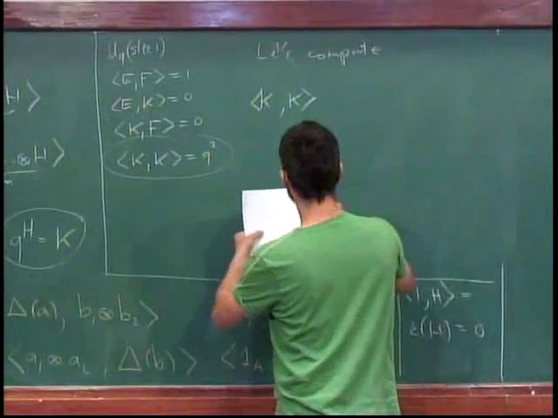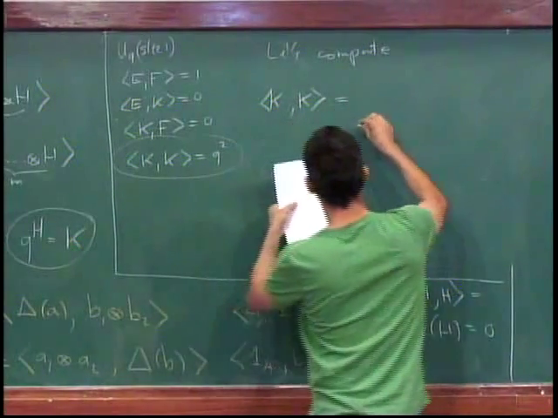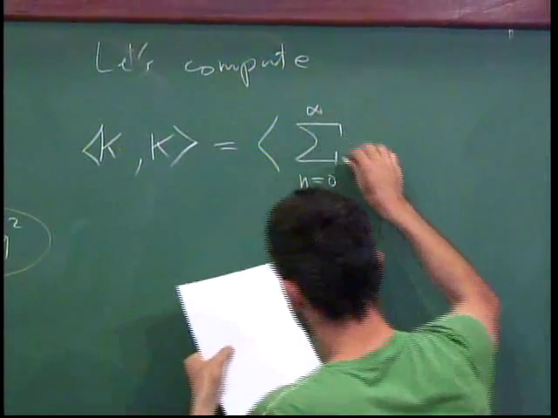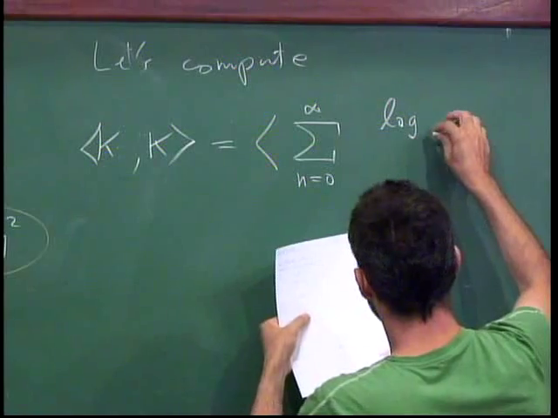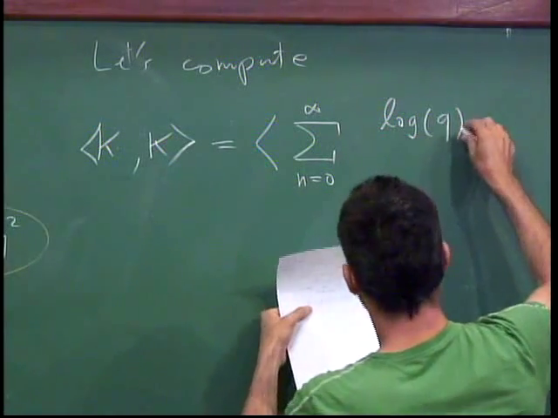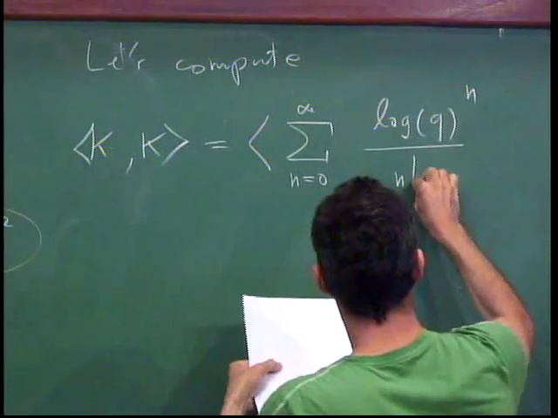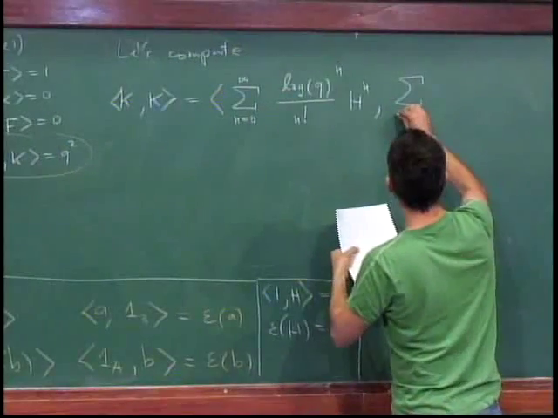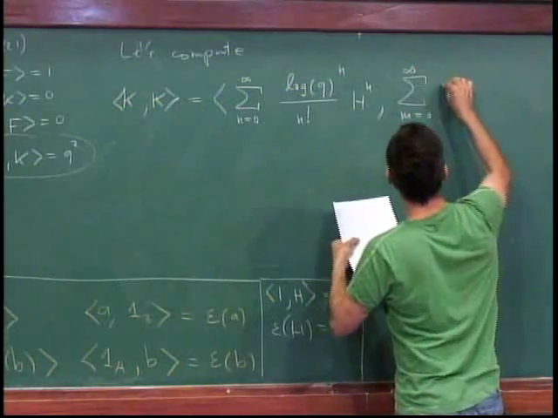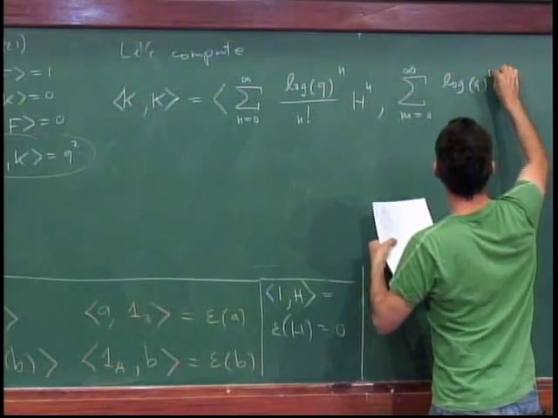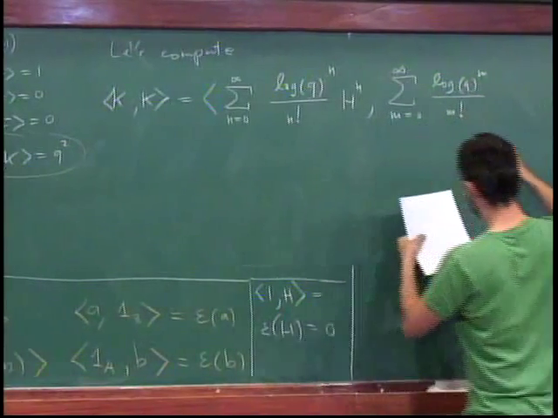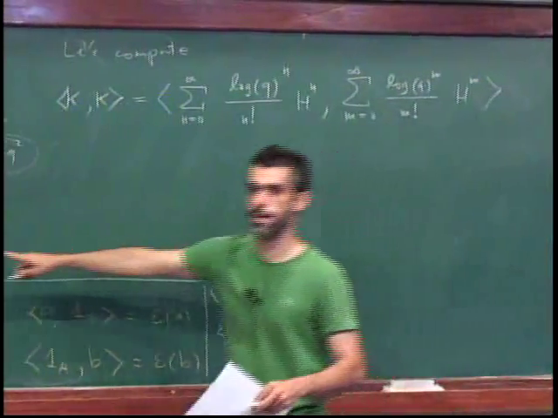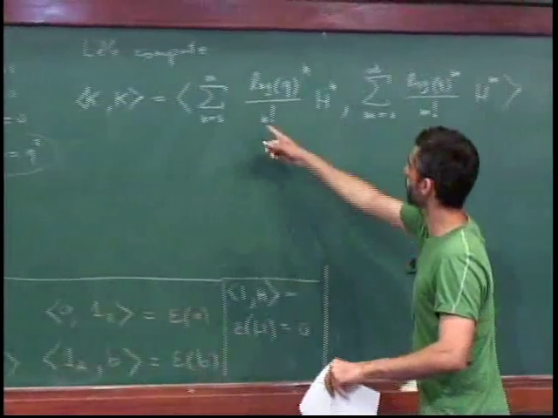So we write it all formally without really worrying about what things mean. So that's log q to the n divided by n factorial h^n paired with log q to the m divided by m factorial h^m. Well, that's what it means to take the exponential. It's q to the something, that's the formula.